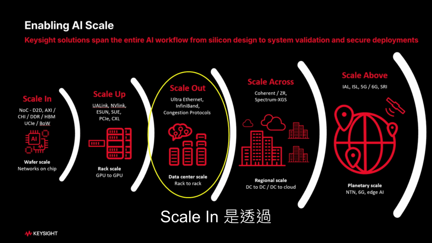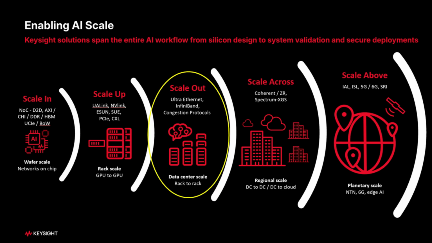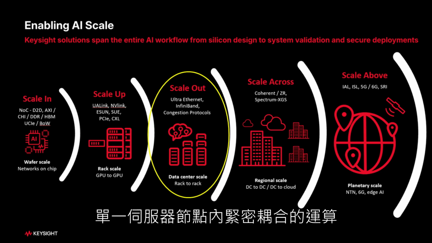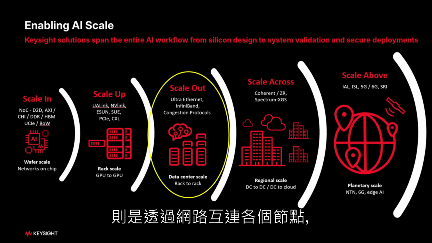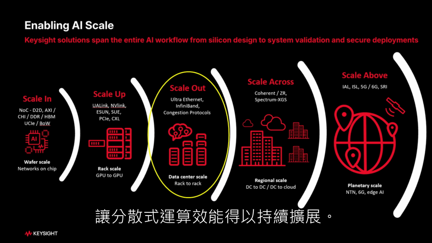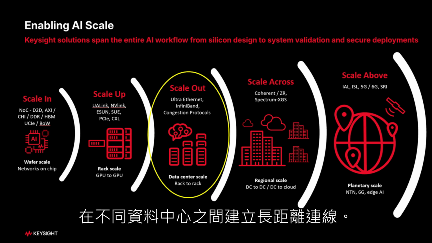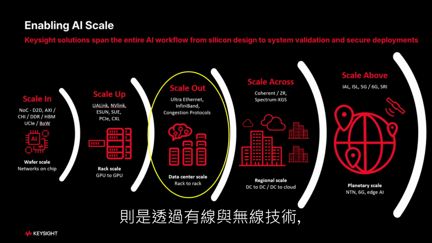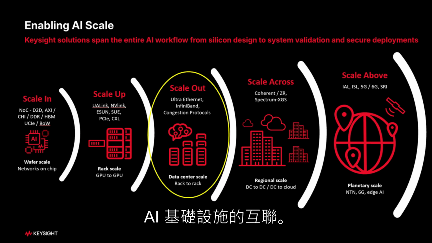Scale in involves increasing performance within each chip with new tech like UCIe chiplets. Scale up is about improving performance within a single server node with tightly coupled compute and memory. Scale out is about connecting nodes across the network to scale distributed compute performance. Scale across is about extending connectivity over long-distance links between data centers using coherent optics. And scale above is about enabling AI infrastructure across a global, edge, and planetary scale with wireless and wired technologies.